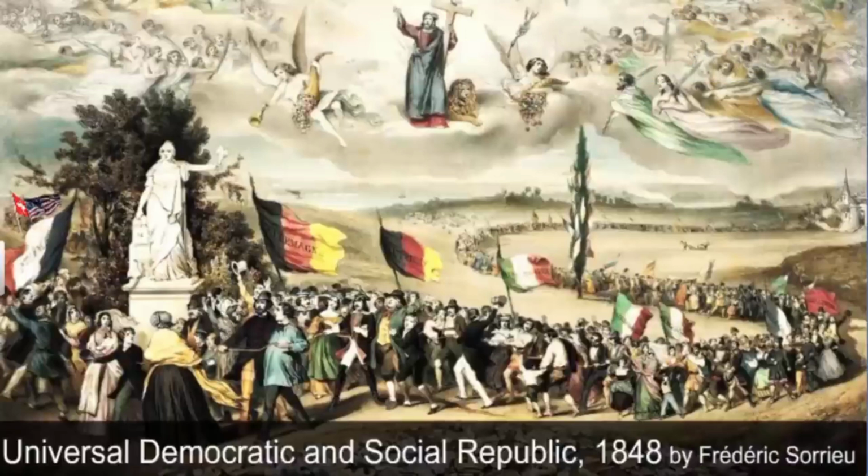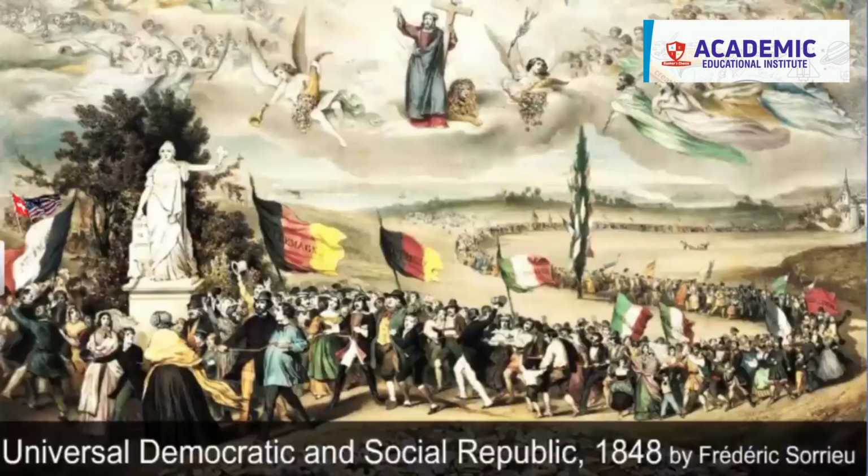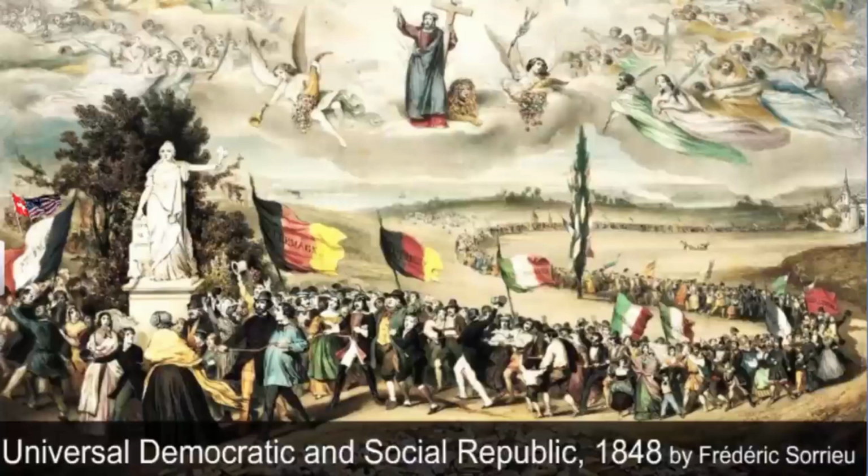Now, a utopian vision is the vision of a perfect society that is so ideal that it is unlikely to actually exist.